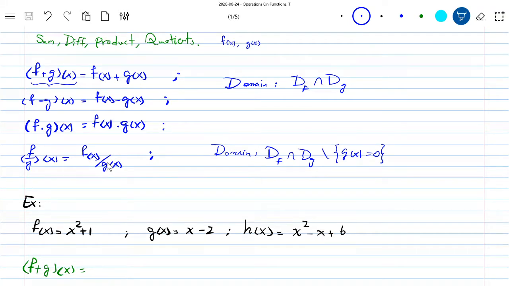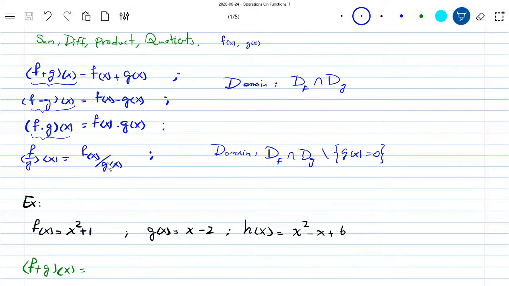Add them together. If it's a subtraction, you just subtract the functions from each other. Multiplication, multiply them together. Division, (f / g)(x), that means your function f(x) is in the numerator, g(x) is in the denominator. There are some restrictions on the domains. What would be the domain of the new function?